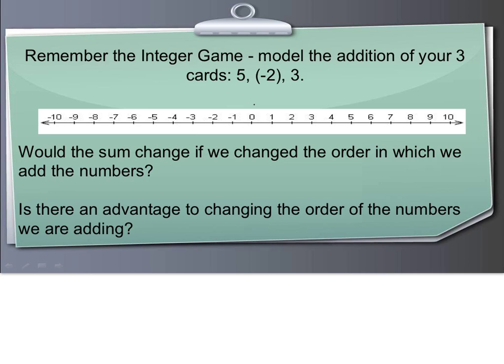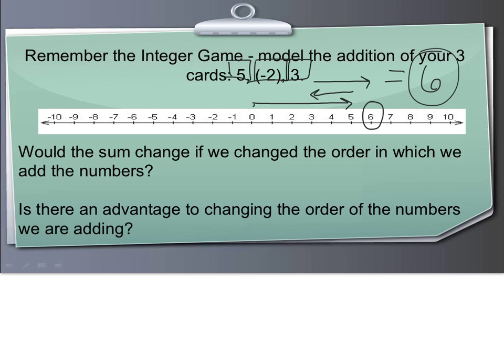So we would start at 0. We're going to model 5, moving to the right 1, 2, 3, 4, 5. That's our first vector. Then we're going to move back -2, 1, 2. That's our second vector. And finally, we're going to turn around and go 3 ahead. 1, 2, 3. Notice I have 3 vectors because I had 3 integers. I ended at 6. My answer to 5 plus a -2 plus 3 equals 6.